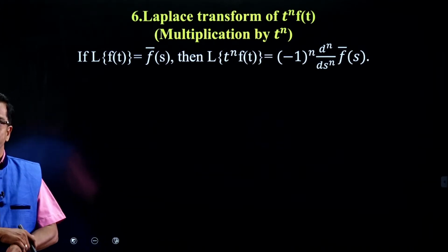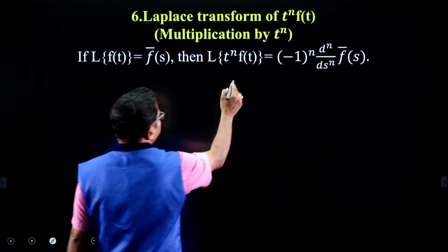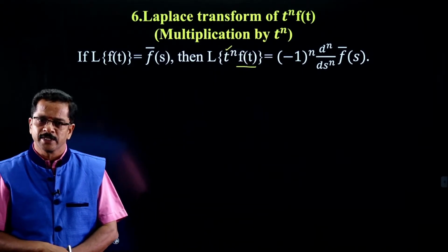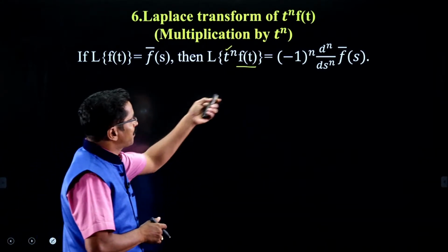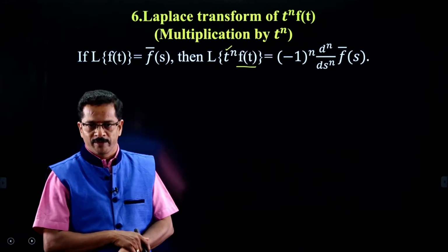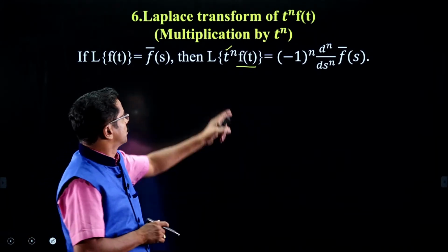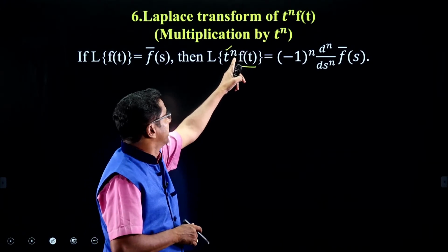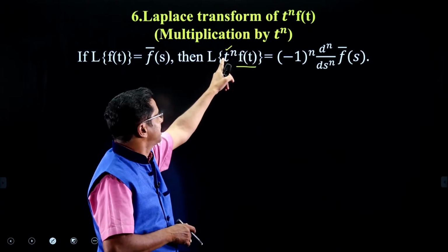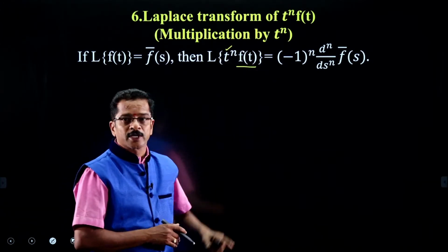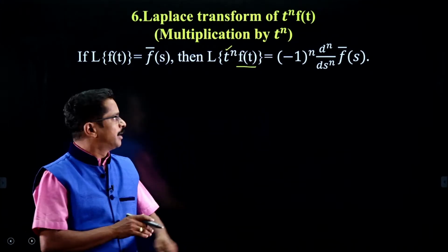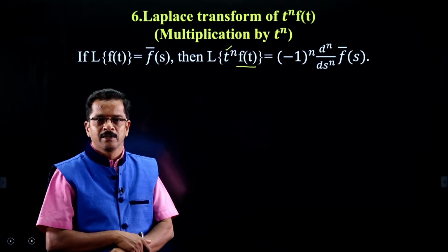So this is, if the function f of t is with the t combination under multiplication, whose Laplace transform is going to be minus 1 whole power n into nth derivative of f bar of s. Okay, so here nth means t power n, t power n multiplied to f of t, then the corresponding nth derivative with minus 1 power n will for f bar of s.